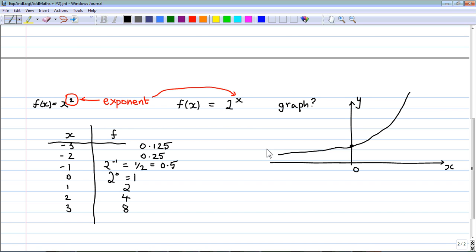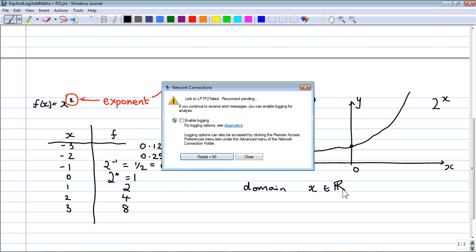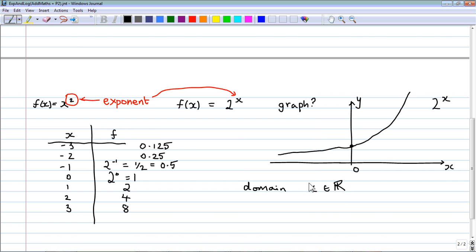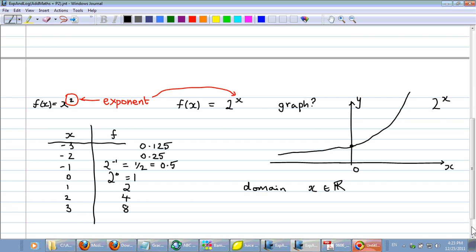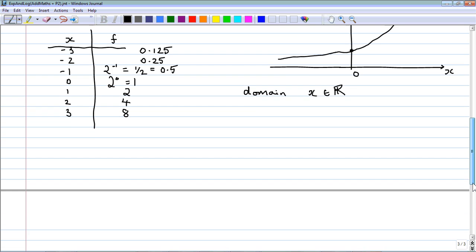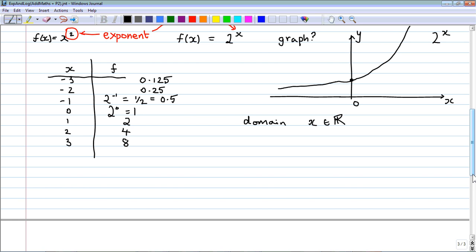So I want you to think now about domain and range. It's a good quiz question for you. What is the domain and range of the function y equals 2 to the power x? So if we choose a domain where x can be any real number, we can see that any value of x, including 0, including positive and negative values, is allowed. We can get an answer, and the range that corresponds to this is any number greater than 0.